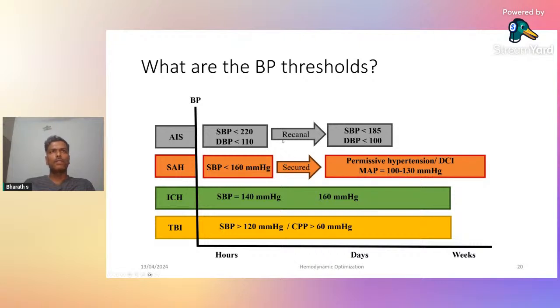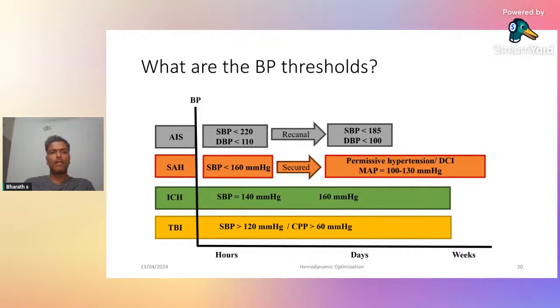For stroke patients, initially, prior to recanalization, our goal is to reduce the systolic blood pressure and diastolic blood pressure so that we can do thrombolysis. Once the thrombolysis is done, then the reasonable target would be to keep a systolic blood pressure below 185 and diastolic blood pressure below 100. But what you have to remember is that rapid reduction in blood pressure is never advised. Post recanalization, you can gradually reduce the blood pressure to normal. Try to avoid sudden drops in blood pressure. That would in itself worsen the ischemia which is happening to the brain.